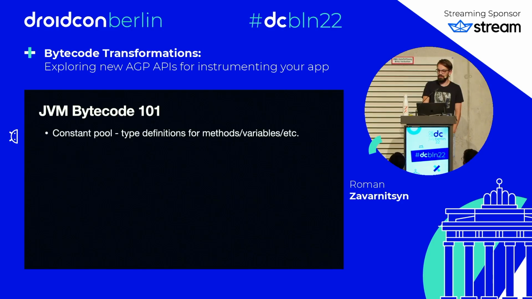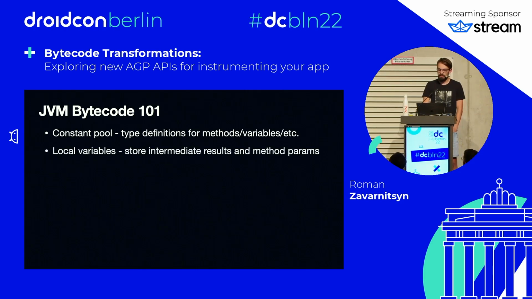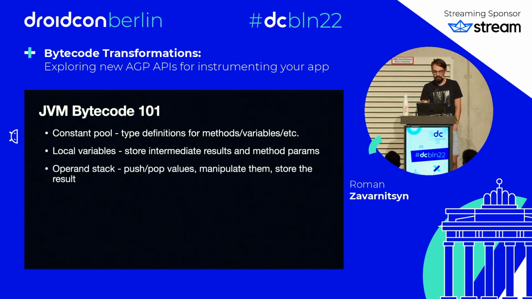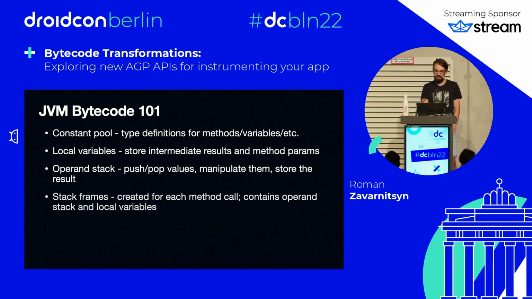So the first one being the constant pool. It's basically a pool of strings which contains type definitions for methods, variables, and so on. There are local variables. They store intermediate results and method parameters. There is also an operand stack, which is used essentially for operations like arithmetic or control flow and so on. So you can push and pop values from the stack, manipulate them, and store the result back.